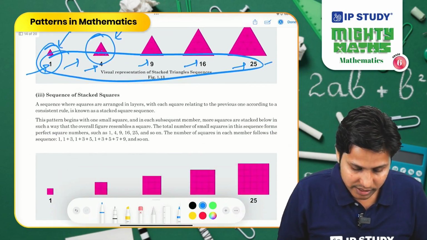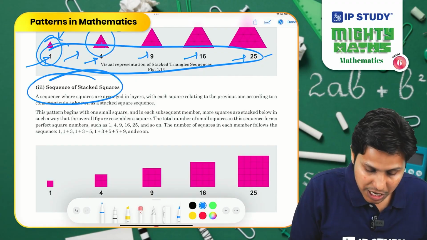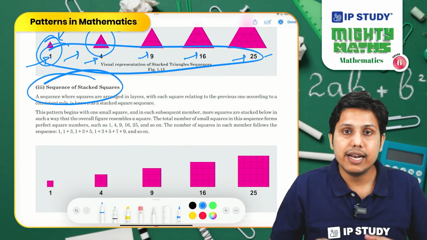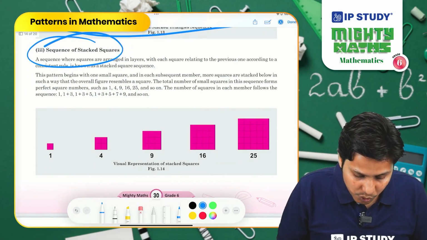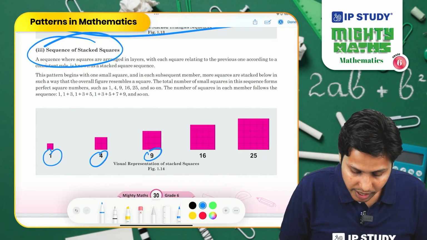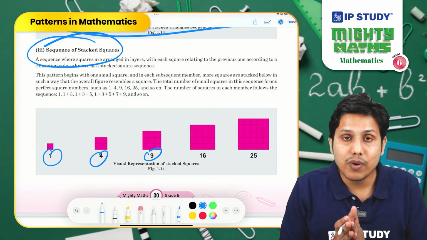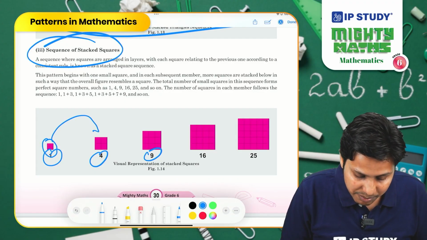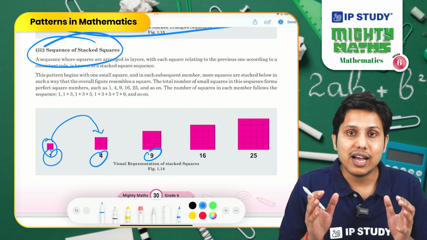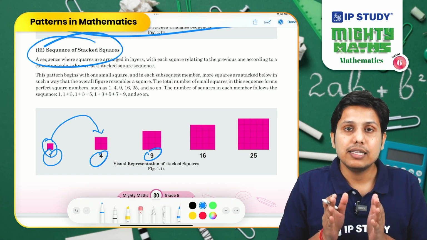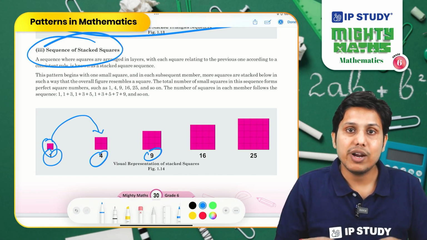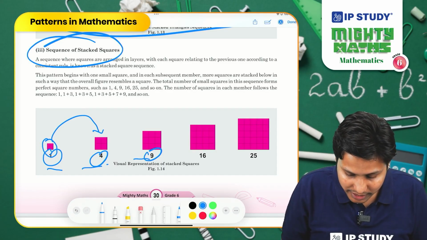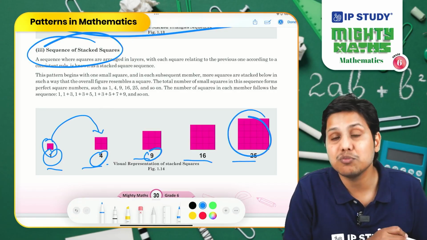Now next is the sequence of stacked squares. So students, it is quite similar to stacked triangles, but here the numbers that are used are 1, 4, 9, and why is it called a stacked square? Because it starts with a single square, and then for the next member we have smaller squares arranged in such a way that they form a bigger square, where the number of smaller squares corresponds to the number sequence 1, 4, 9, 16, 25. Here we have 25 small squares.